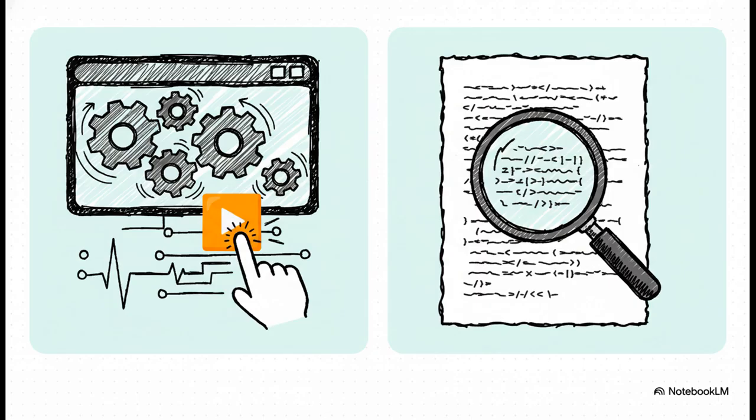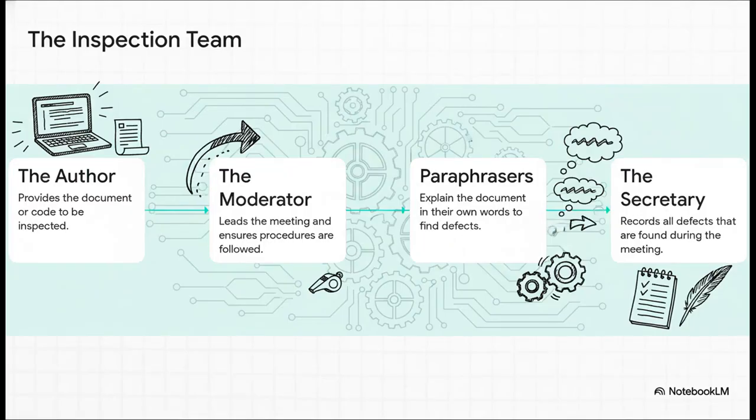Instead, a team gets together and systematically goes through the code or the design docs line by line, just looking for problems. It's not a replacement for testing. It's a powerful technique that works alongside it. Now, a formal inspection isn't just a couple of people glancing over some code. No, it's a very structured process. You've got specific roles, a moderator to lead, a secretary to write everything down, and here's the really cool part. You have paraphrasers. Their job is to explain what a piece of code does in their own words. And it's amazing how often what they say doesn't match what the original author thought it did. That's how you find bugs before they're even born.